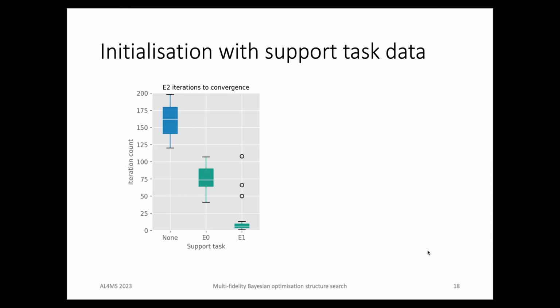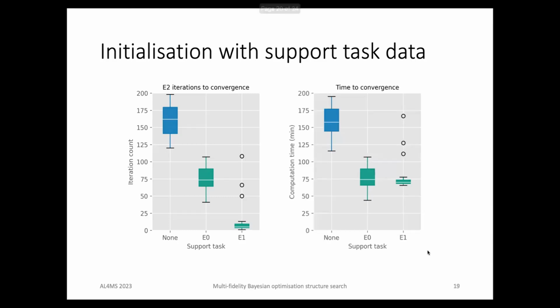However, we also observe a reduction when we use E0 data. And also, we are really interested in the reduction in the total computation time. When we look into that, we also have to take into account how much time we spent on the support task optimization run. When we take that into account, the difference between using E0 and E1 disappears a bit. And actually both methods reduce the time to convergence by about 50%. So that's what we achieved with this method.